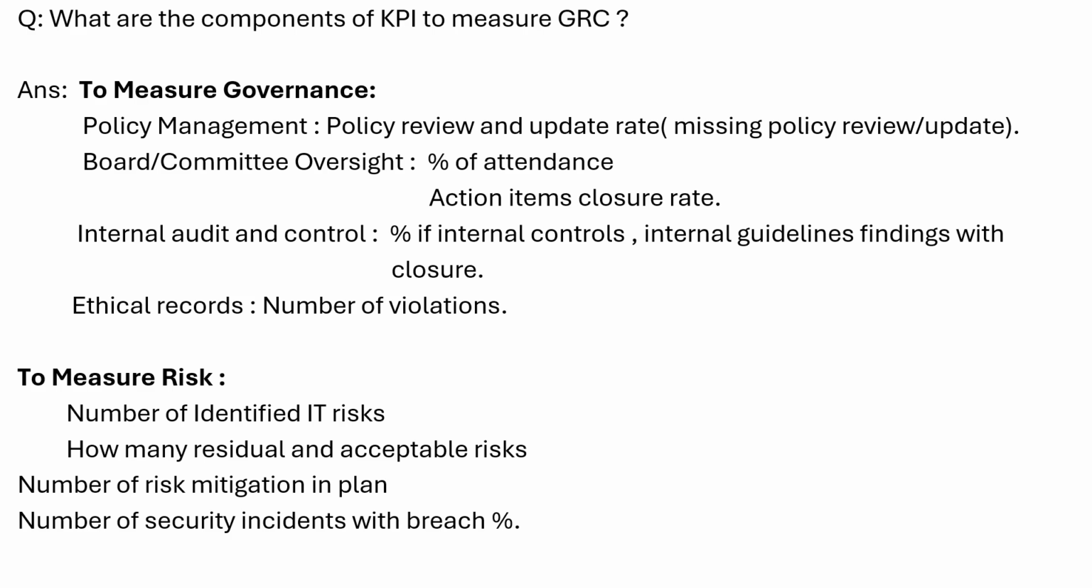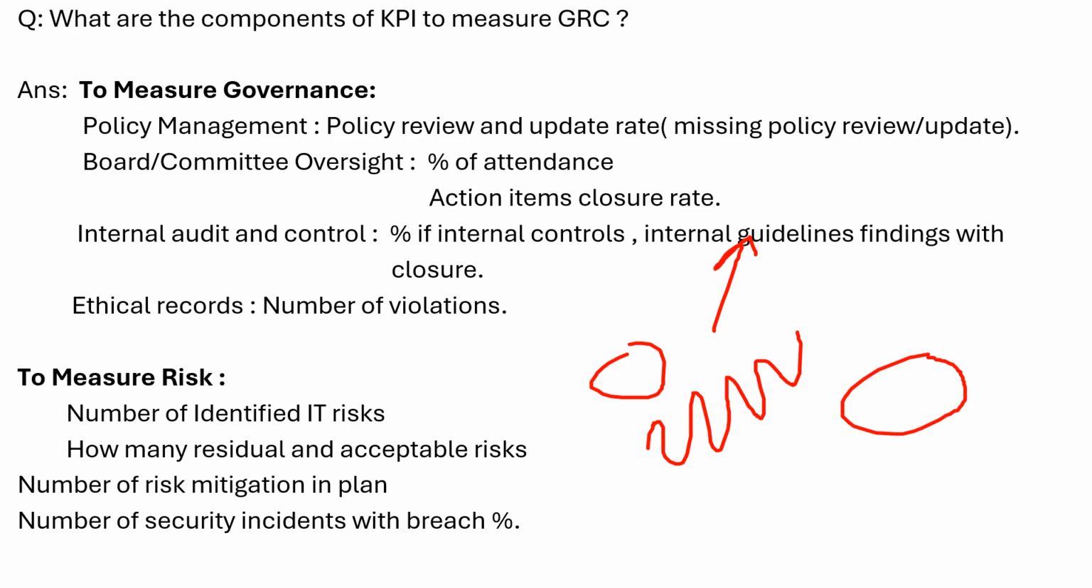So let's use the logic here, guys. It's an indicator, right? That means we are measuring the progress kind of things. And what is governance? Governance is a setup of policies or internal guidelines in an organization. So our question is saying that how can we measure the progress of our internal controls? So how can we measure, right?